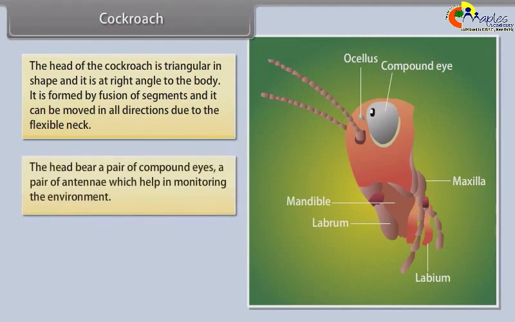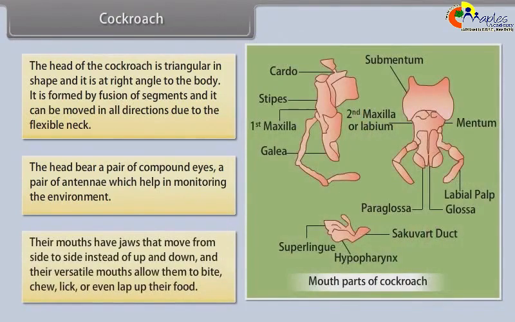The head bears a pair of compound eyes and a pair of antennae which help in monitoring the environment. Their mouths have jaws that move from side to side instead of up and down, and their versatile mouths allow them to bite, chew, lick, or even lap up their food.